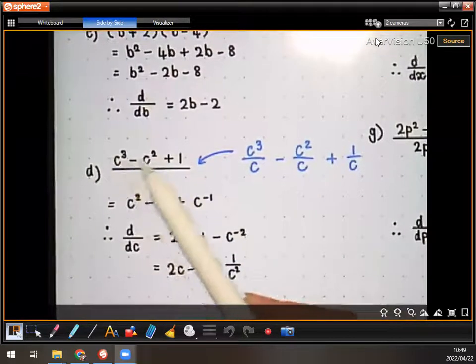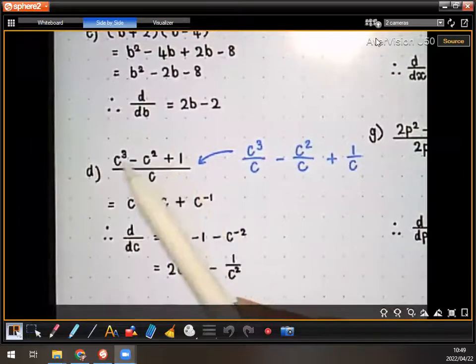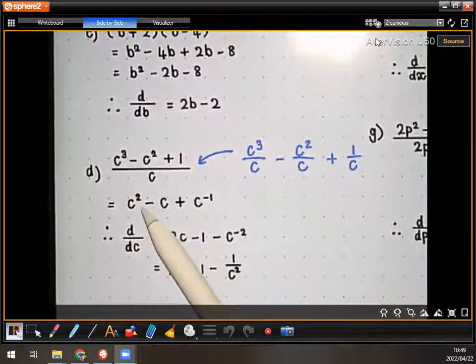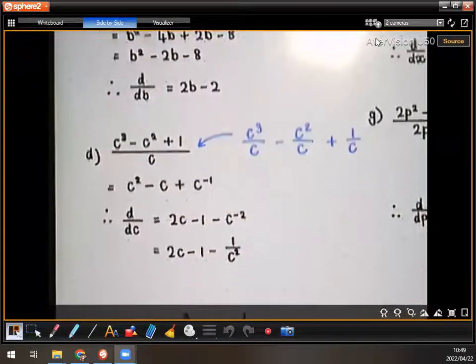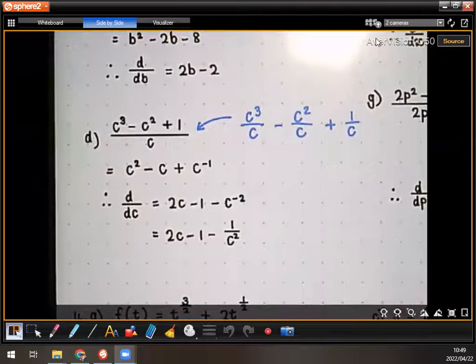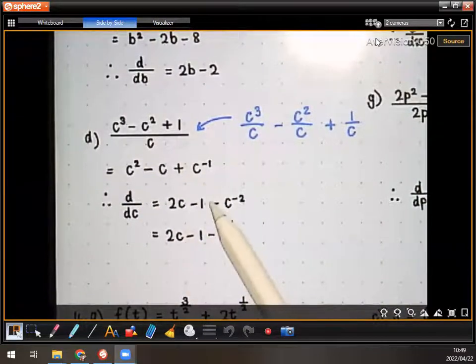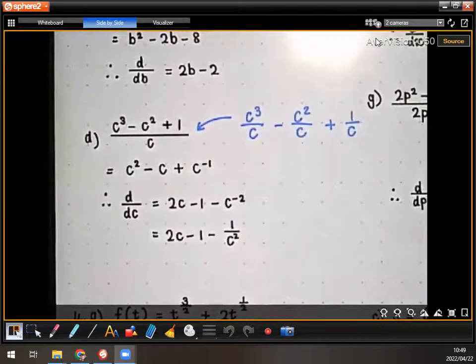This is similar to the example that we did yesterday. You can't take out c as a common factor at the top because c is not a factor of 1. Okay, so for this one, you have to split it up. So you get c squared from the first term, minus c from the second term, and this one you just need to write as c to the negative 1. And then you can find the derivative of each term separately. So 2c minus 1, and then minus c to the negative 2, which we must then just write with the positive exponent.